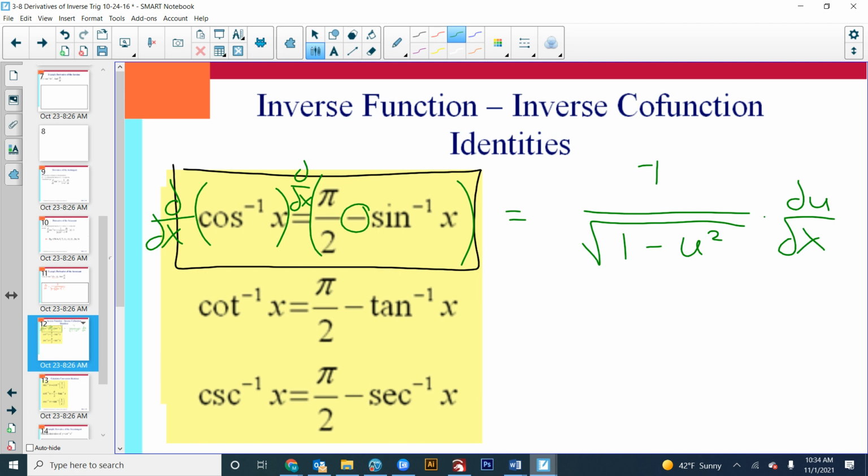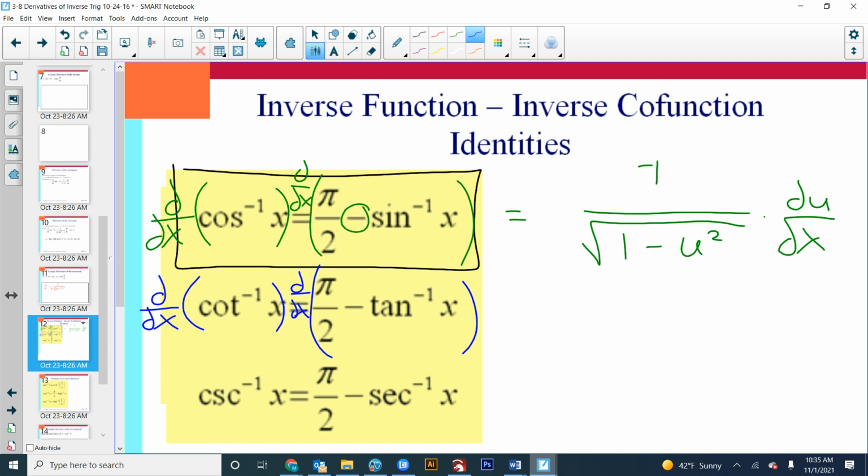Guys, this is great news. If you have sine inverse's derivative memorized, you've got cosine inverse's derivative memorized. It's the opposite. It's negative. Opposite. Yes? This is fantastic news. Well, let's keep going. We haven't learned cotangent inverse yet, have we? Good news. Let's go.